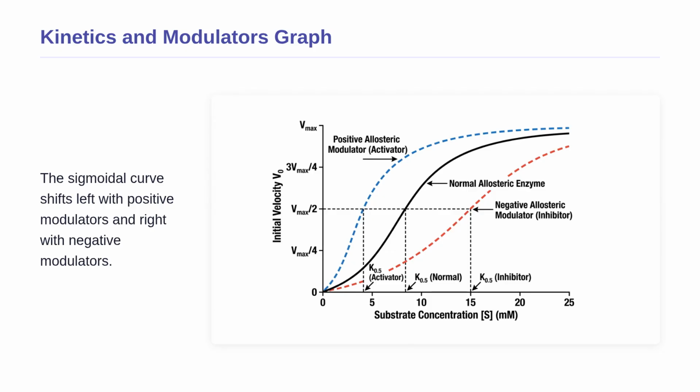This represents the enzyme with a positive allosteric modulator, or activator. It shifts the curve left, meaning the enzyme reaches maximum speed at a much lower substrate concentration. Conversely, the dashed red curve on the right shows a negative modulator, or inhibitor, which shifts the curve right, requiring much more substrate to activate the enzyme. This diagram beautifully summarizes how modulators fine-tune enzyme activity.